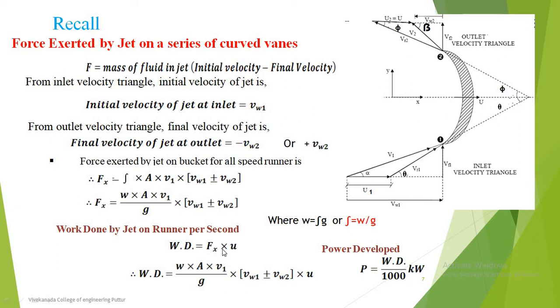Work done is equal to Fx into U. U is the velocity of the vane. Force over, work done over. Next one is power developed. Power developed is equal to work done divided by 1000, in kilowatts.